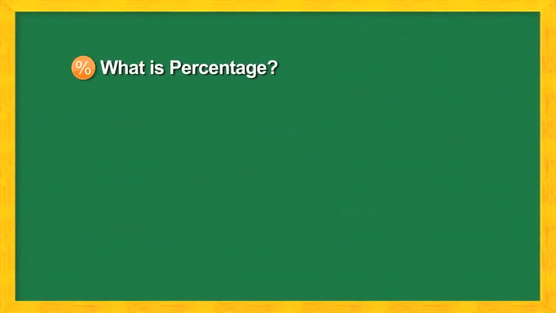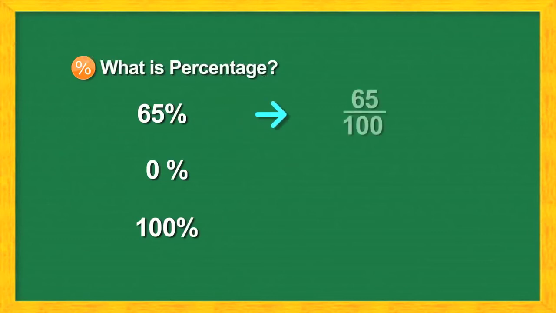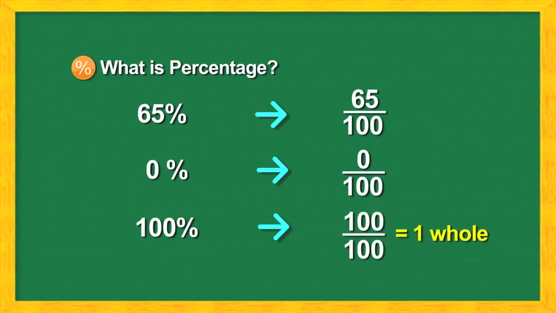Let's have a look what is percentage. These are some examples of percentage: 65%, 0%, and 100%. Do you know that percentage is a fraction? Let's see what are the fractions of this percentage. 65% is 65 out of 100. What is 0%? Right, it is 0 out of 100. And 100% is 100 out of 100, which is equal to 1 whole.